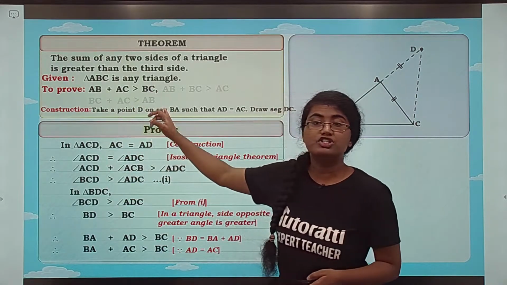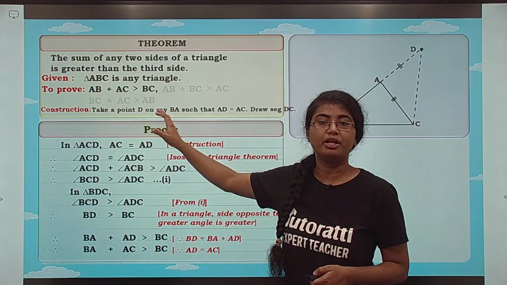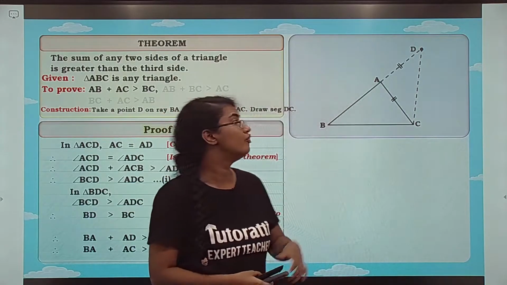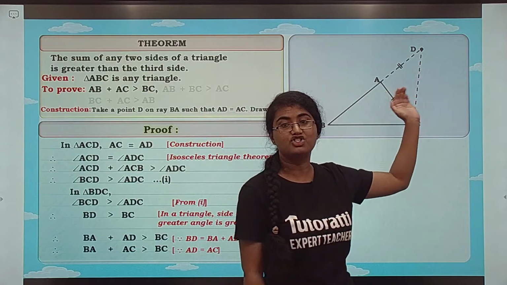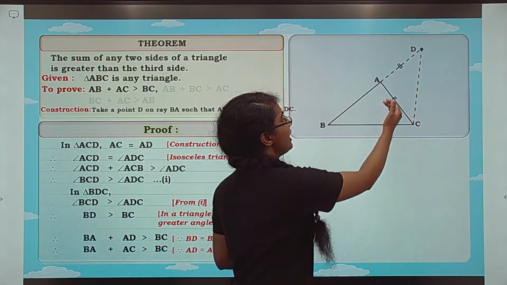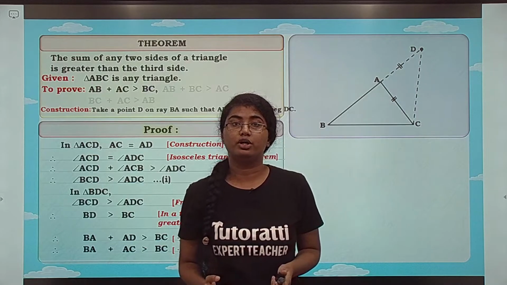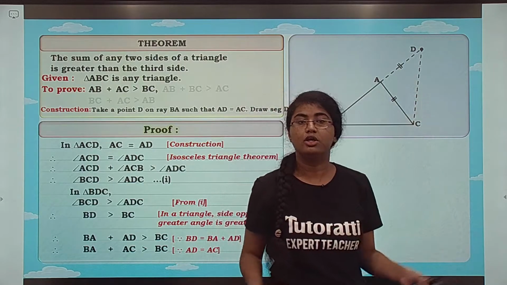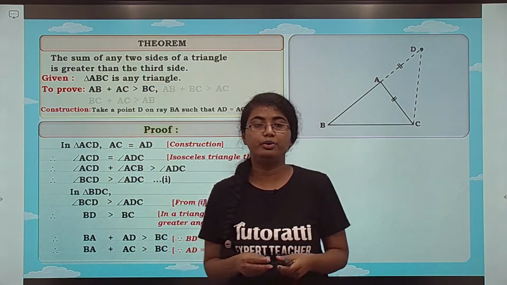What do we do now? First, here we are going to be needing construction. Okay, यहाँ पे construction लगेगा. So what are we going to do? We are going to extend AB such that AC and AD are congruent. Okay, and then join it back to C. That is our construction. Why did we do that?